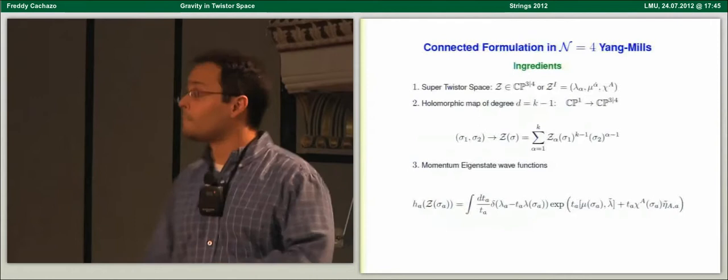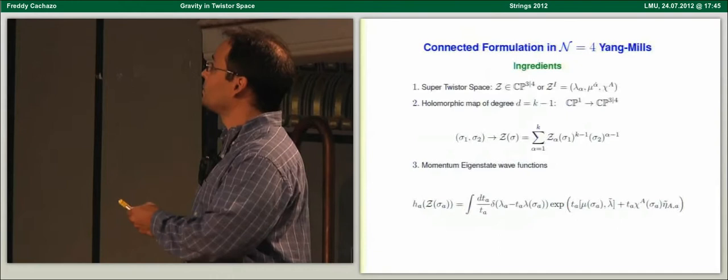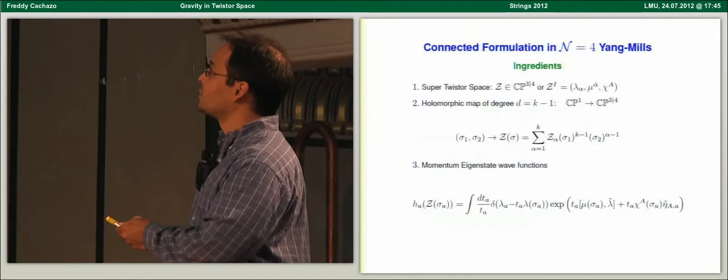So these are holomorphic maps of degree d from CP^1 to CP^{3|4}, and here are precisely the maps. Later on we will be integrating over the moduli space of these maps, meaning I'll be integrating over the super twistors, which are the coefficients of these maps. These are the homogeneous coordinates on the CP^1, okay?